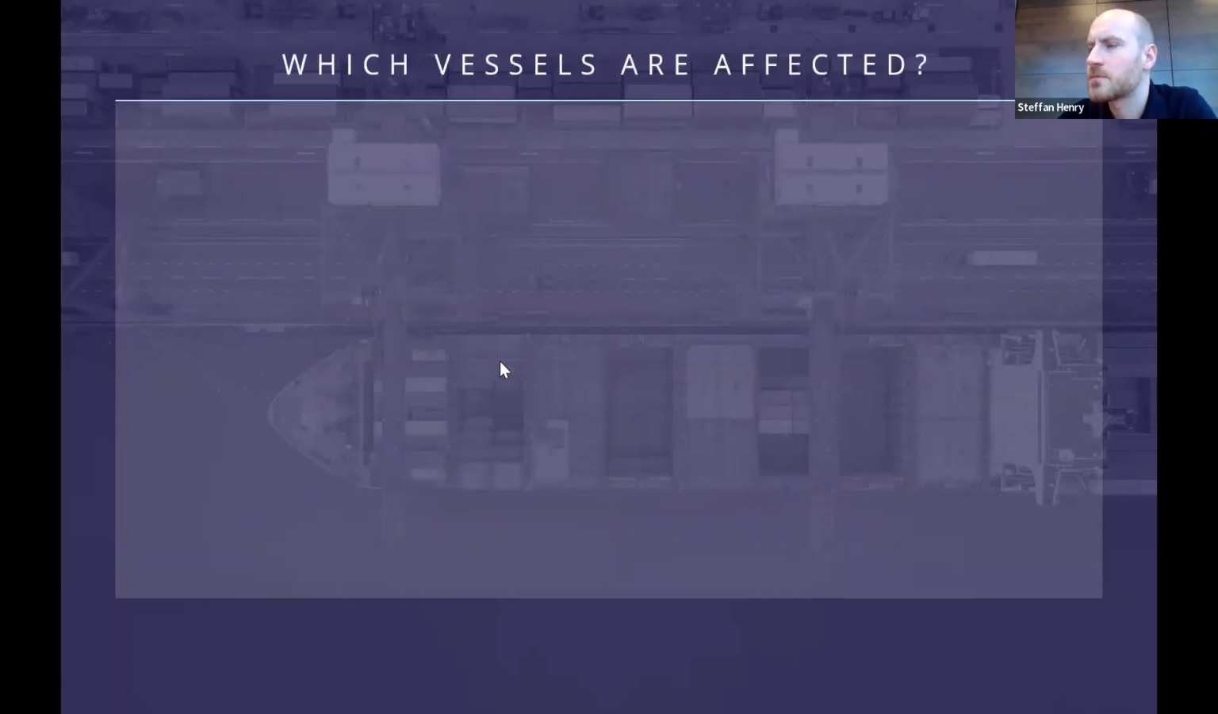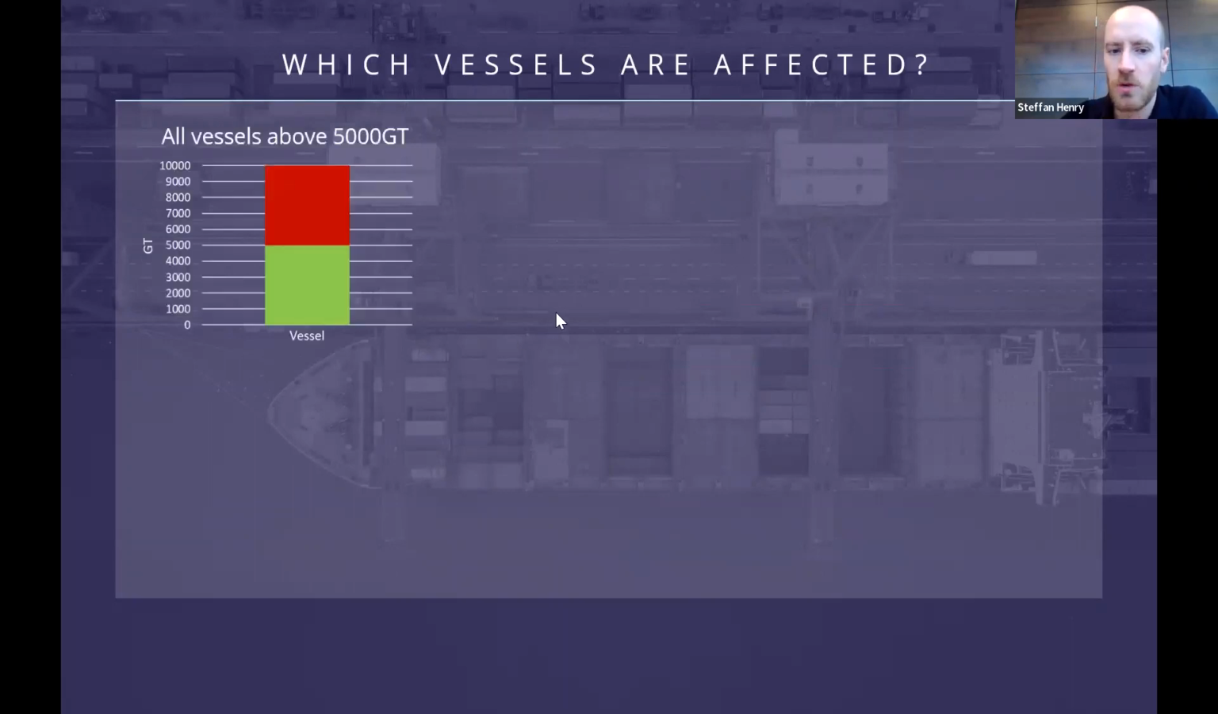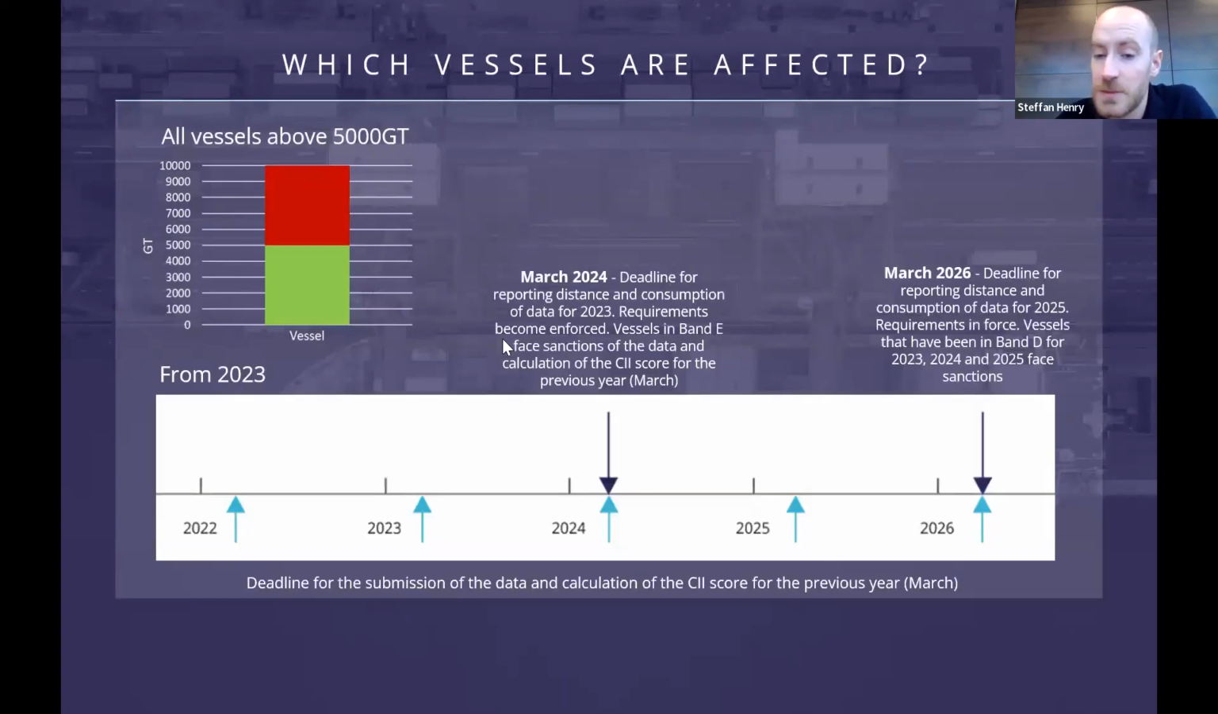So, which vessels are affected? Well, we said in our last webinar that the EEXI regulations apply to all vessels above 400 gross tons, but the CII regulations apply to all vessels above 5,000 gross tons, starting from 2023. What this means in practice is that the regulations will apply for the CII scores attained in the year 2023 and onwards, which are reported by the 31st of March the following year.